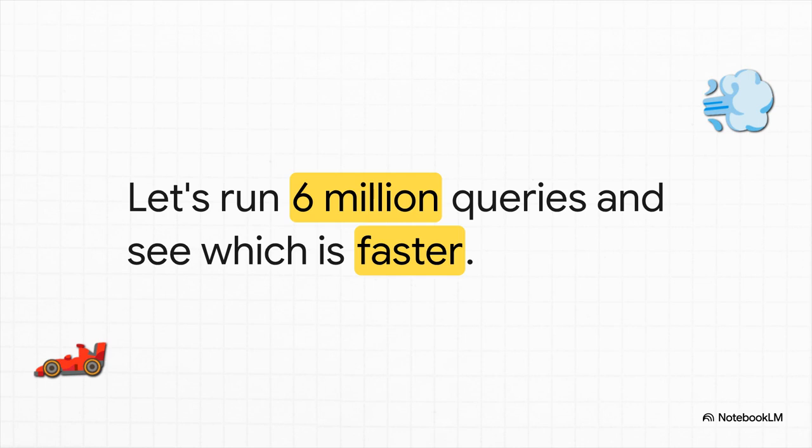A little extra complexity might not seem like a big deal, right? But what happens when we scale this up? I mean, really scale it up. Let's pretend our app is super popular and we need to do 6 million score lookups. We're going to time both methods and see which one really is faster.